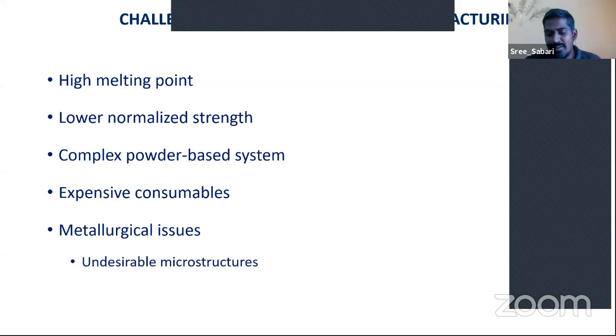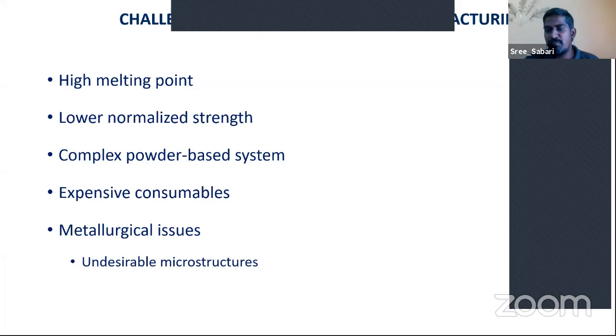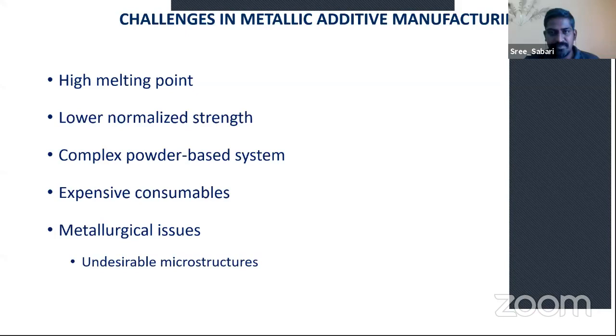People are looking for some kind of techniques, or some modification of the current techniques, in order to overcome such challenges. There are some successes in polymers, okay, like plastic-based or polymer-based materials. However, when it comes to metallics, we have a lot of problems. So what are they? We are going to see them one by one.